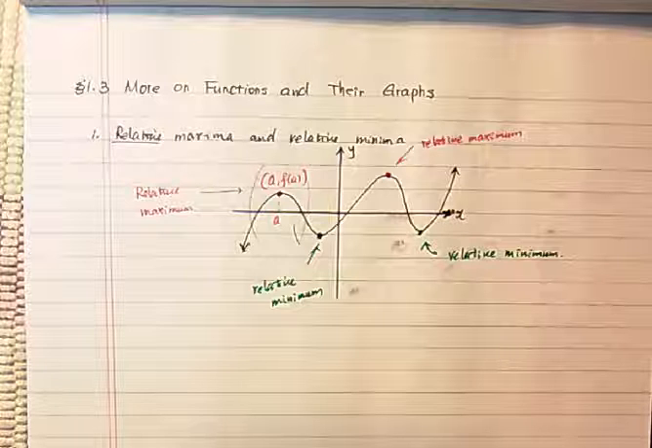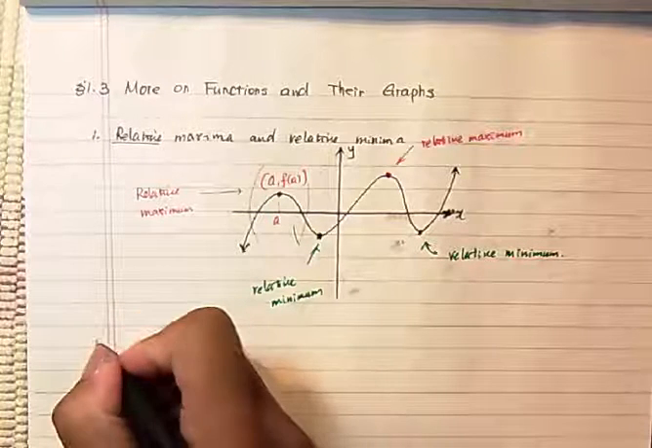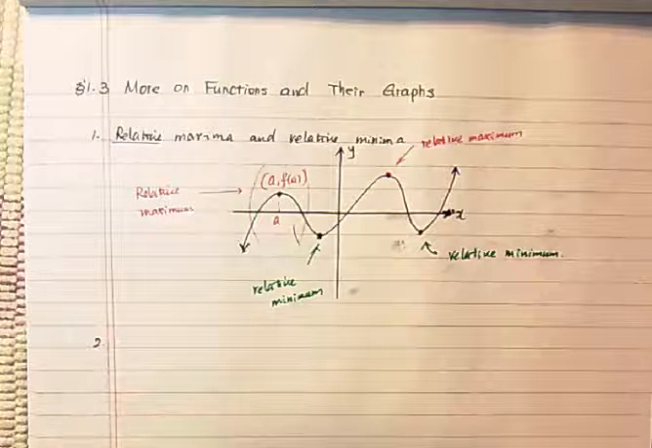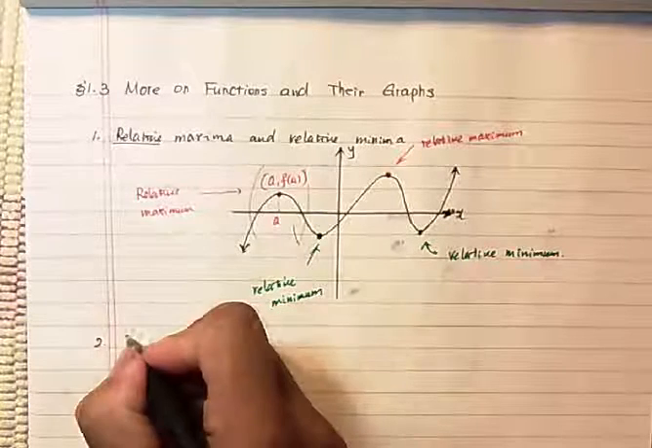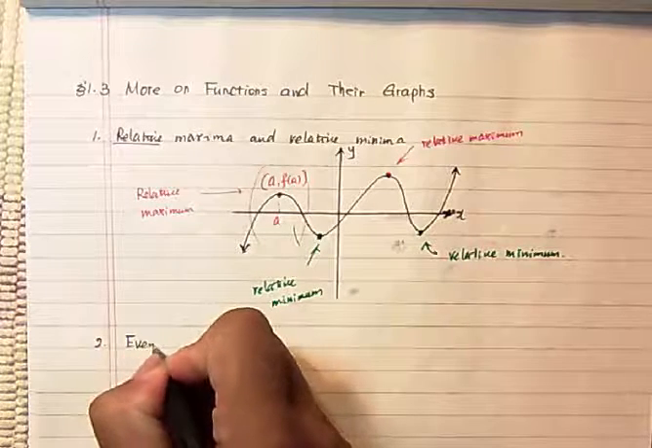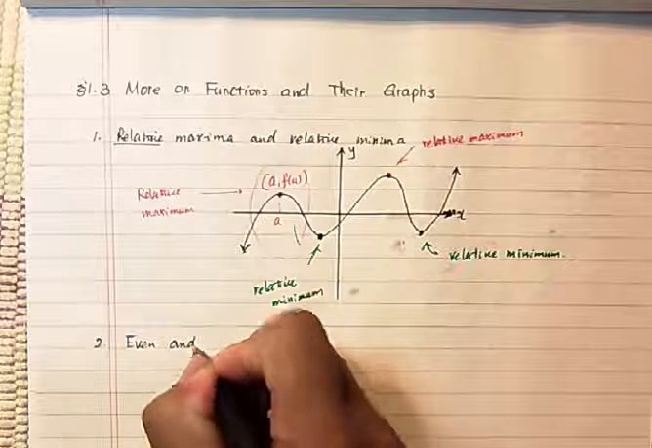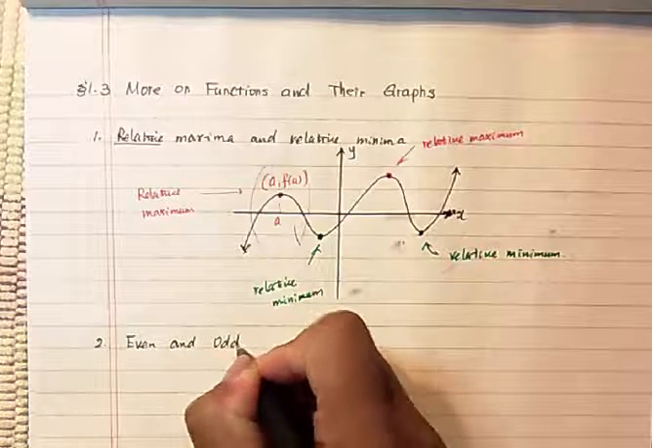And another characteristic of a function's graph is symmetry. So symmetry is related to even and odd. So we call those even or odd functions.